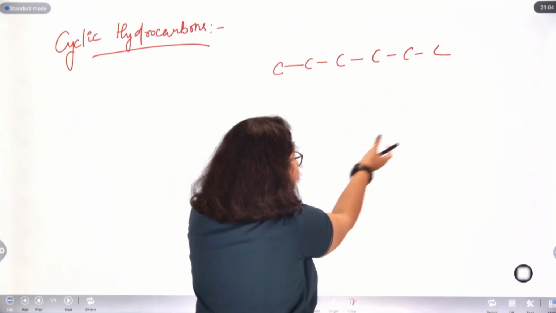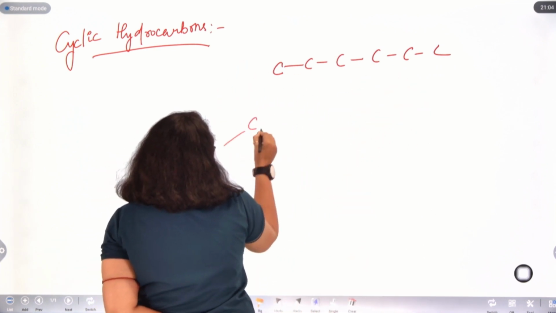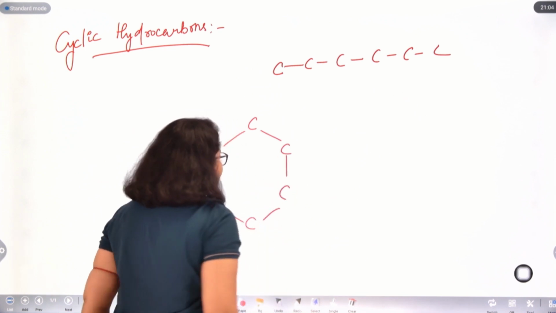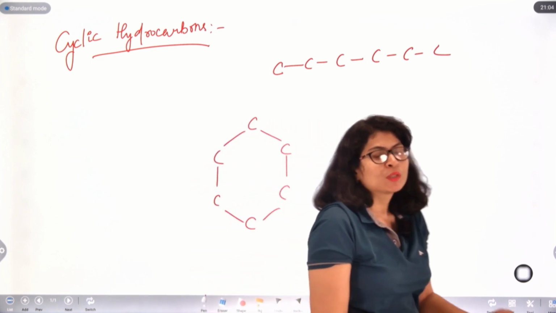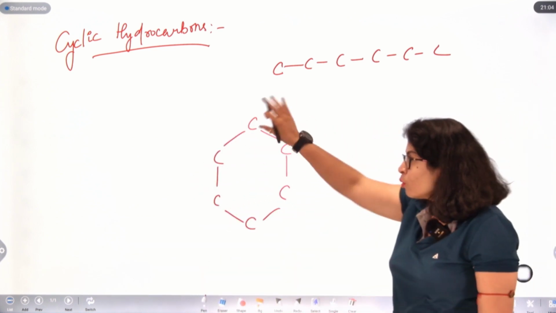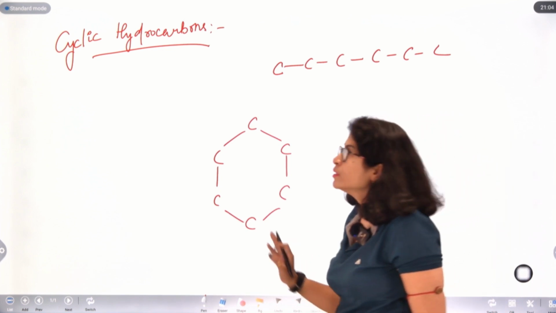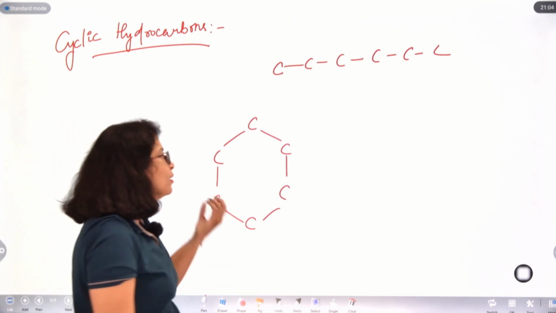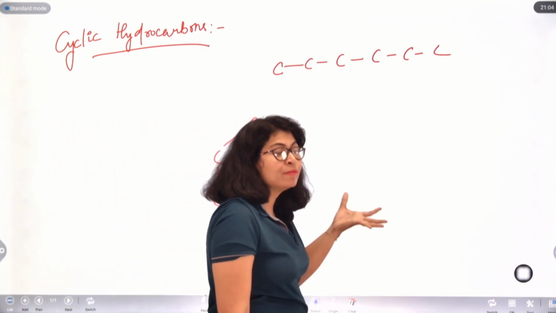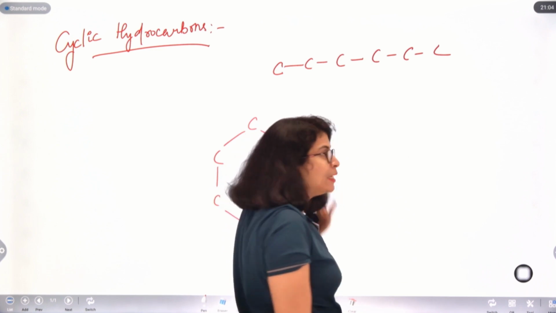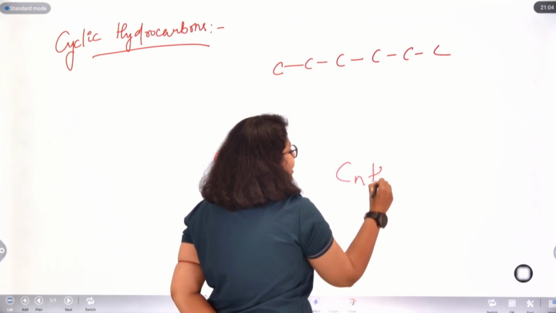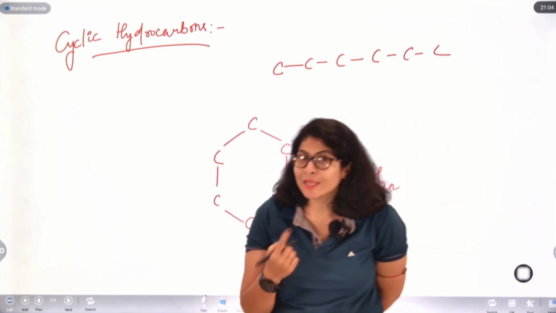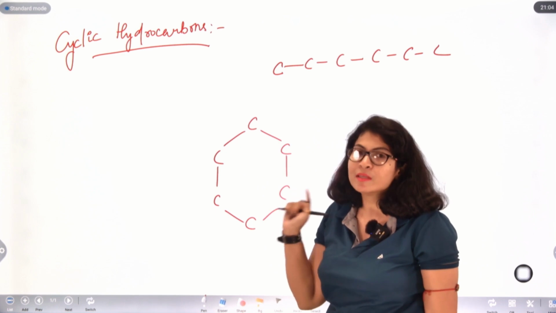Now, if I bend these and make them a ring, they can be arranged like this also in a cyclic manner. So, these cyclic or closed chain arrangements of hydrocarbons are basically called cyclic hydrocarbons. And an interesting thing to note here is that these cyclic hydrocarbons have the same general formula as that of alkene. Alkene has the general formula CnH2n, but these cyclic hydrocarbons, although they fall into the category of alkane because all have single bonds, right?